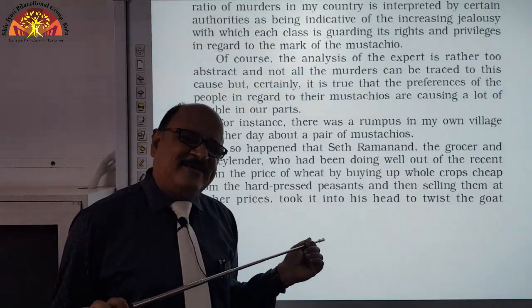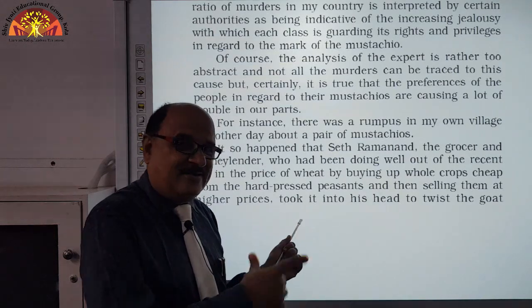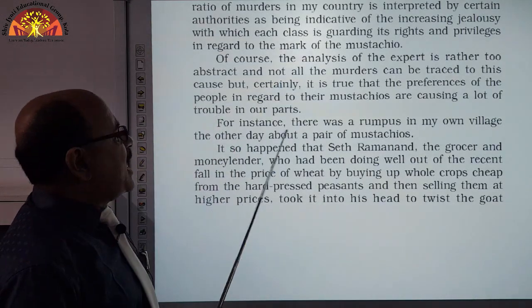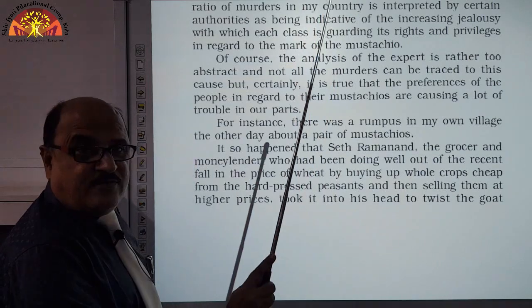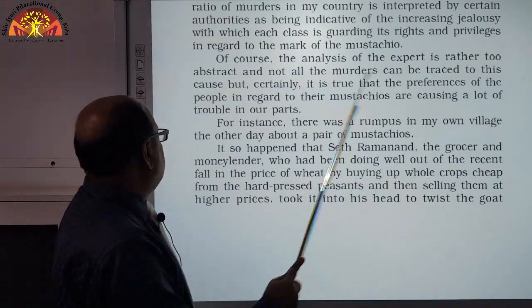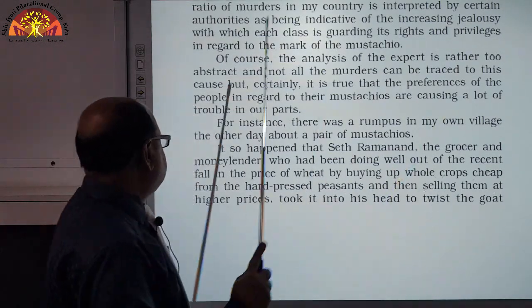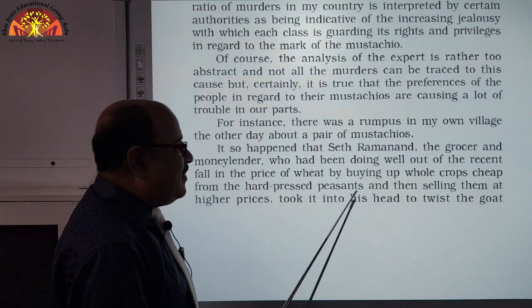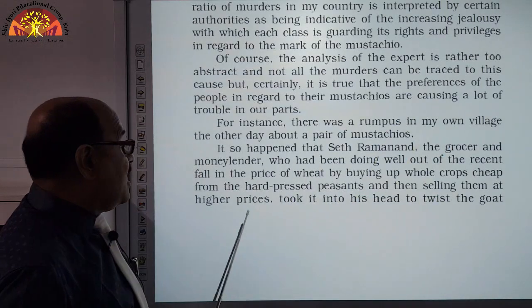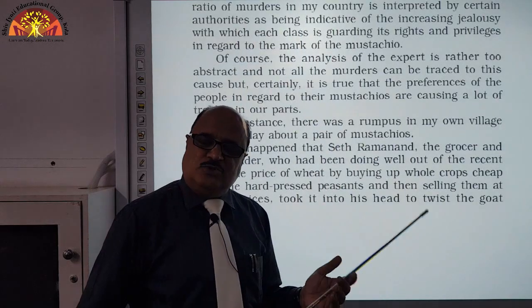the other character we'll know later, not now. So, it so happened that Seth Ramanand the grocer, a grocer and moneylender who had been doing well out of the recent fall in the prices of wheat by buying up whole crops cheap from the hard-pressed peasants and then selling them at higher prices, took it into his head to twist the goat mustaches.